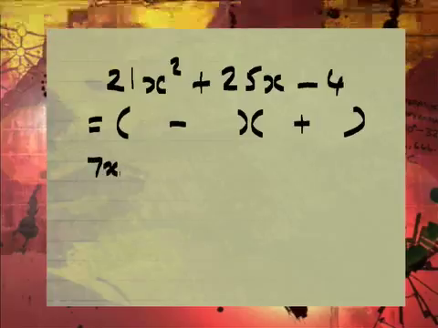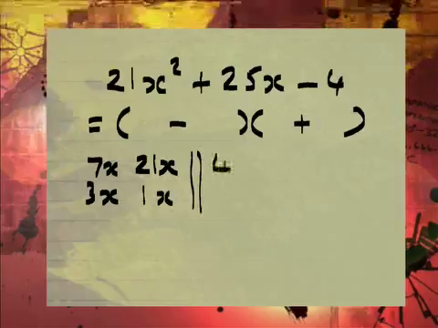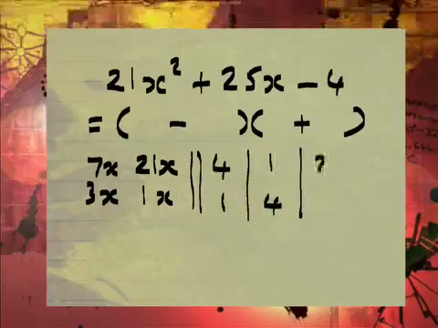That's 7x and 3x. Or 21x, I wouldn't really use that one. And then what do we have here? We can look at the factors of 4 as 4 and 1, or 1 and 4. Just swap them around there. Or you've got 2 and 2.